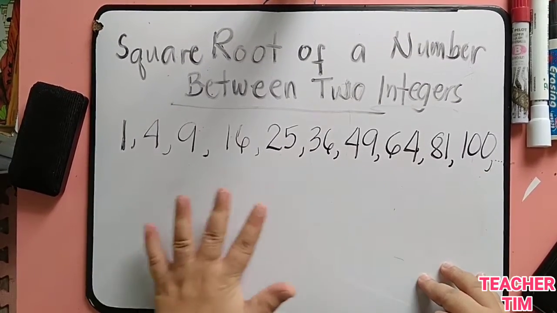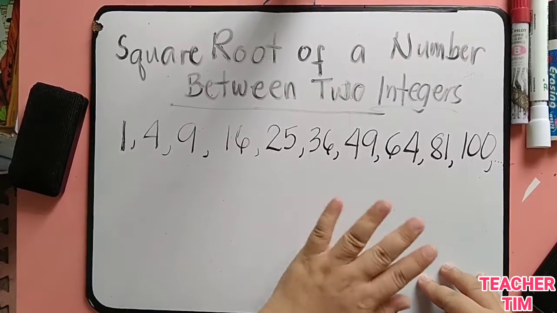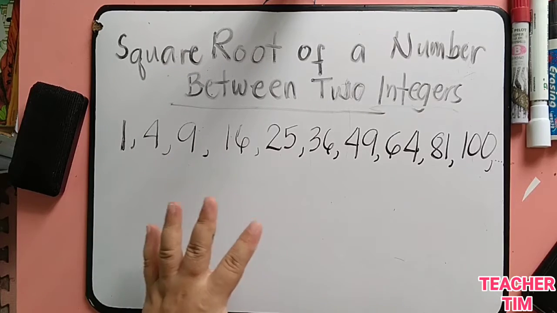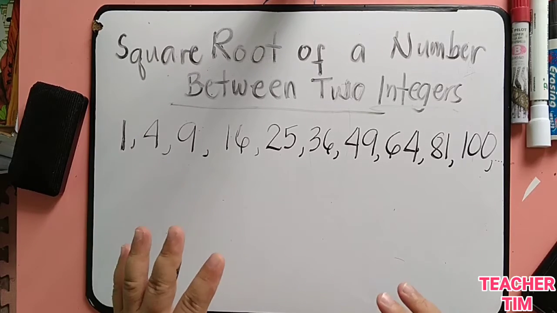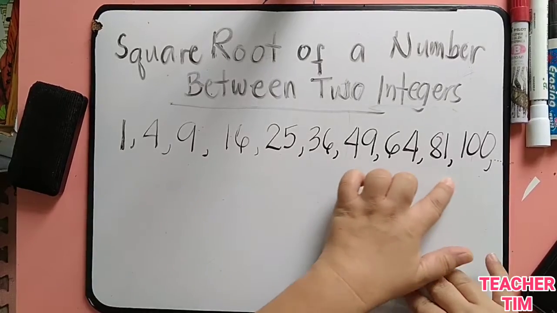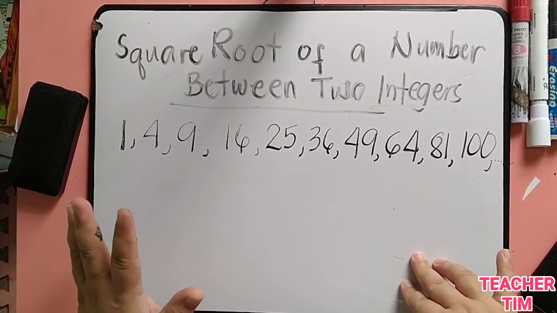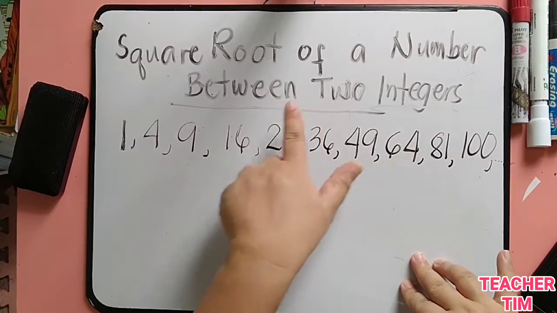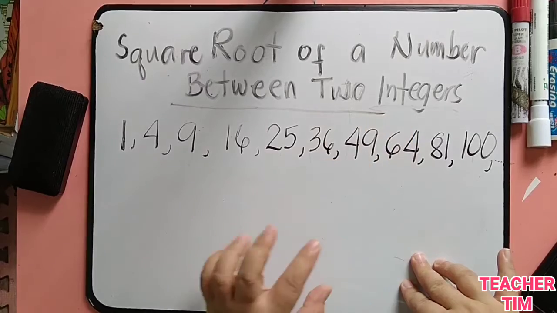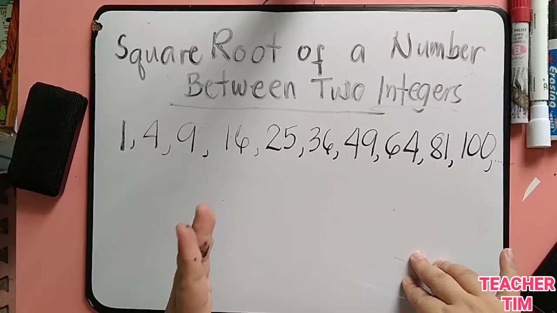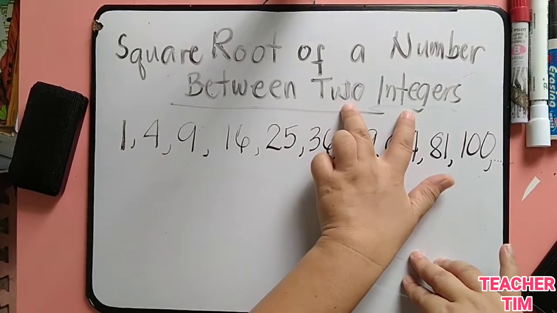So we need to always remember the values of the square roots of the following perfect squares. In order for us to identify the square root of a number that is not considered a perfect square, we will identify its square root by identifying the two integers between which the given number lies.